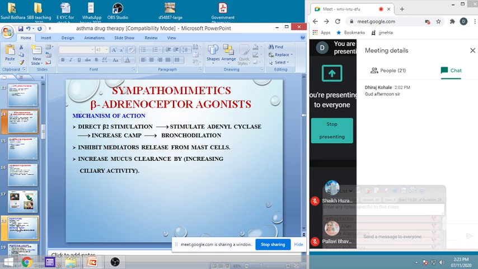You must know that cilia are present in the lumen of the bronchi, and whenever any particulate matter is there, these cilia try to propel it upward, and this propelling helps in the clearance of the mucus. So these are the three important mechanisms these agents cause: direct beta-2 stimulation, which stimulates adenylate cyclase, increases cyclic AMP, and therefore causes bronchodilation. They are very powerful bronchodilators, and these are the only therapy whenever there is severe bronchoconstriction.